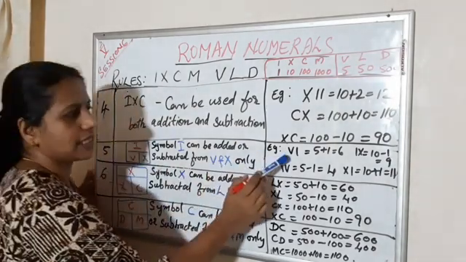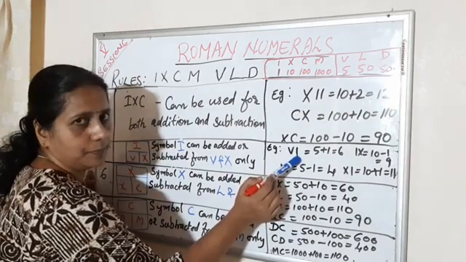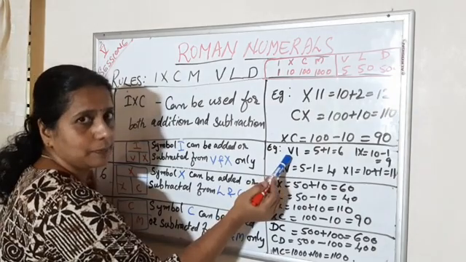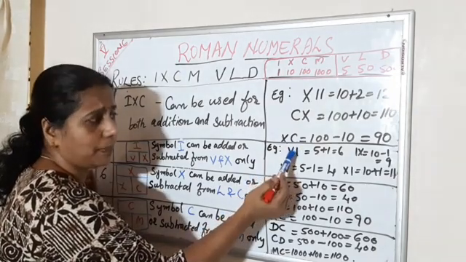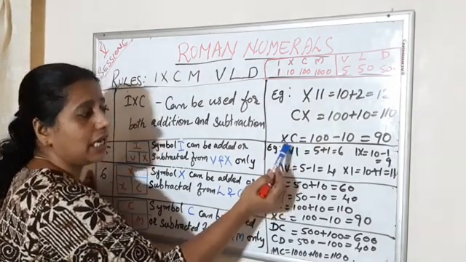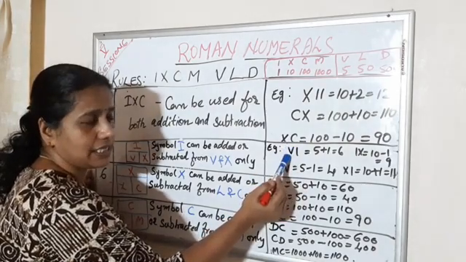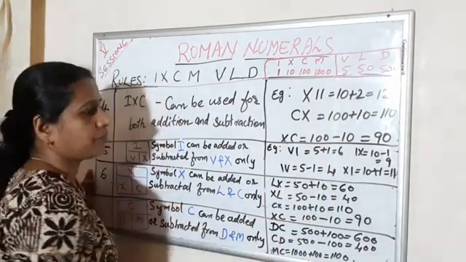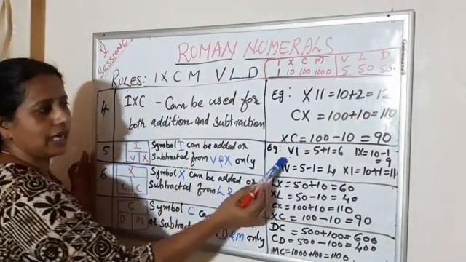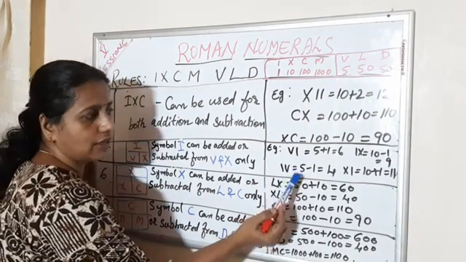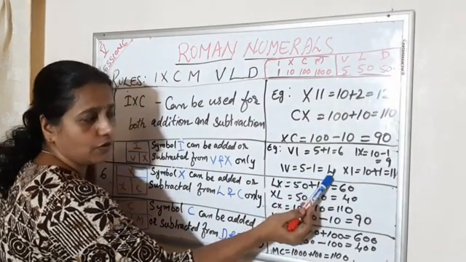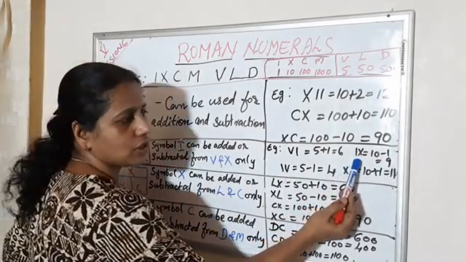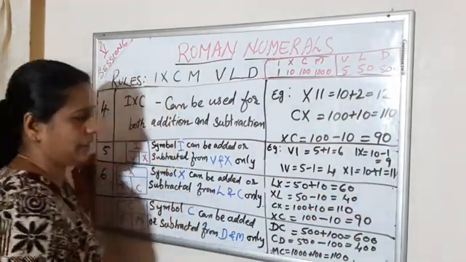For example, 5, 1. Here I is added with 5 because the smaller symbol came after the bigger symbol. So 5 plus 1 is equal to 6. Okay. Then next, here we are subtracting 1 and 5. That is, 5 minus 1 is equal to 4, because 1 is less than 5. Okay. Here also the same, 9 and 11.